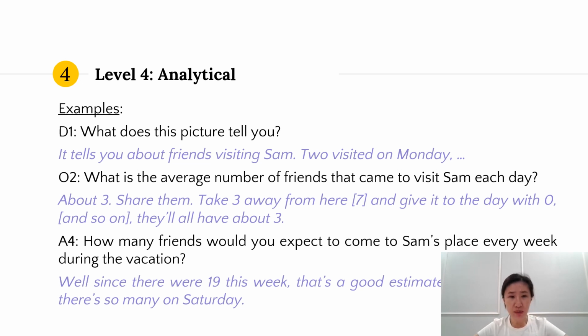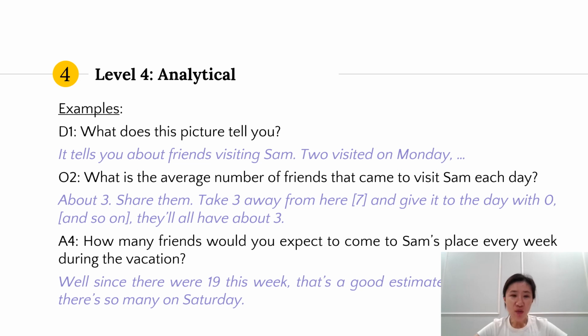So you can share them, as in share the crosses. So take away 3 from here, which is the 7 who visited on a particular day, and then give it to a day with 0 and so on. Then they'll all have about 3. So if you refer to the graph that you see earlier, if you redistribute the crosses in the diagram, you will see that the average is right about 3. And this is how they justify the answer.